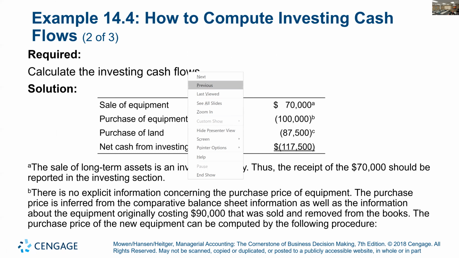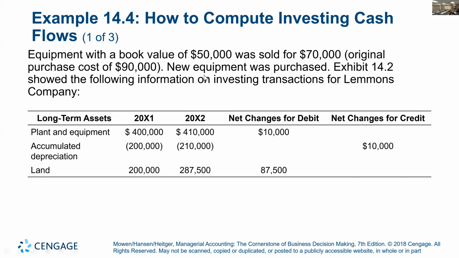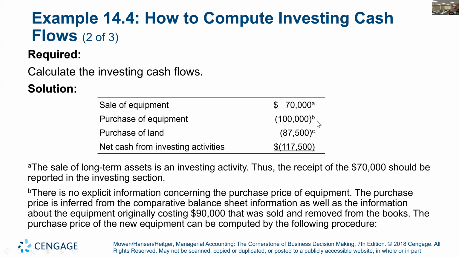Did I do something wrong here? I did, didn't I? Let's go back to previous. Oh, I did. The original cost was 90,000. So the 90,000 would have been on here. So that would have went down to 310,000, meaning our purchase had to be 100,000. Okay, we still receiving the 70,000, purchase 100,000, purchase of land, net cash from our investing activities.